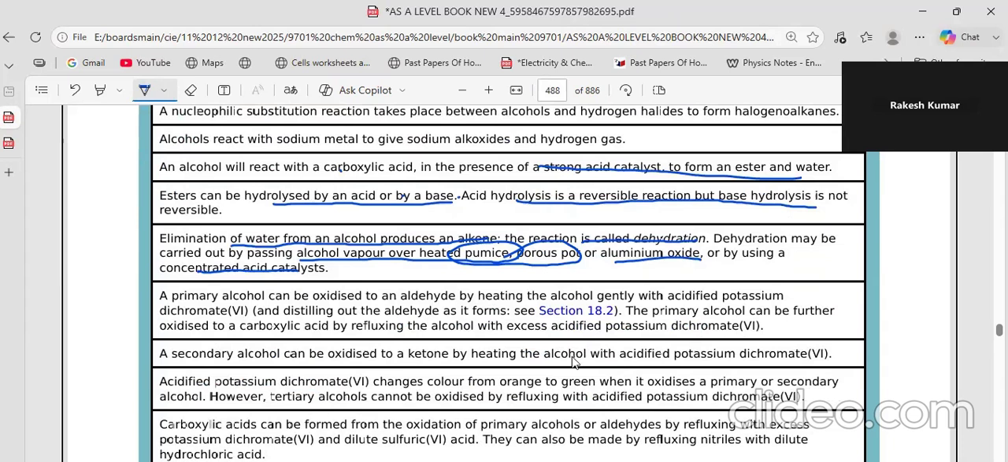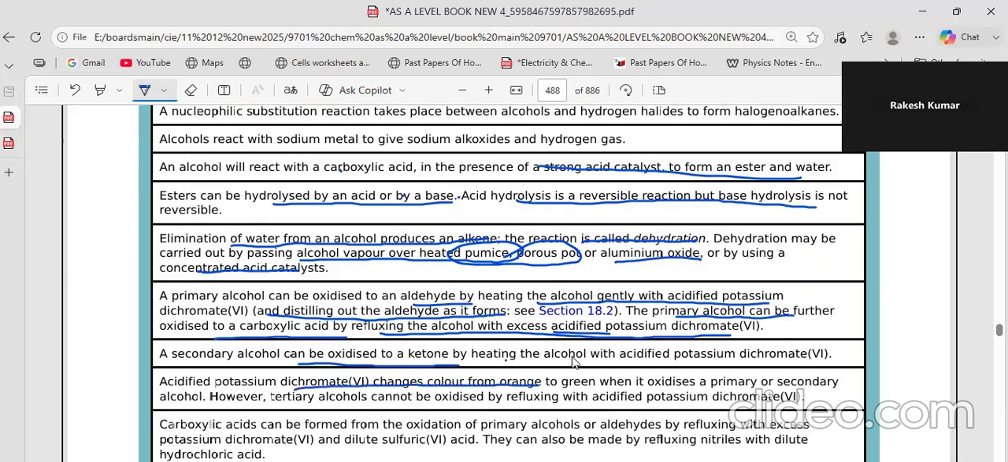A primary alcohol can be oxidized to aldehyde by heating the alcohol gently with acidified dichromate and distilling out. You have to distill it out, then it stops at aldehyde. But it can be further oxidized to carboxylic acid by refluxing the alcohol. Don't distill it out, reflux it. That means keep it coming back by condensing it, with excess of dichromate. A secondary alcohol can be oxidized to ketone, but not beyond that.